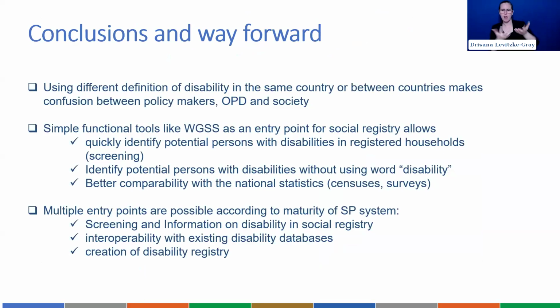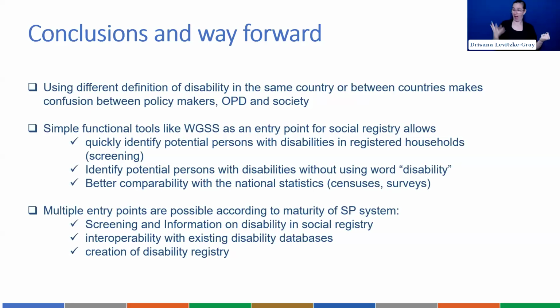we are always confused when we're using different figures. Even inside of the same country, we have different figures assessing the number of persons with disability. And these figures usually provide complementary information. If we say that the Washington Group set of questions in national statistics identifies, let's say, 5% of persons with severe disability, we will never find this 5% of the population inside of the disability registry or in the social registry. But we need to use it as information in order to get more information about the person with disability.